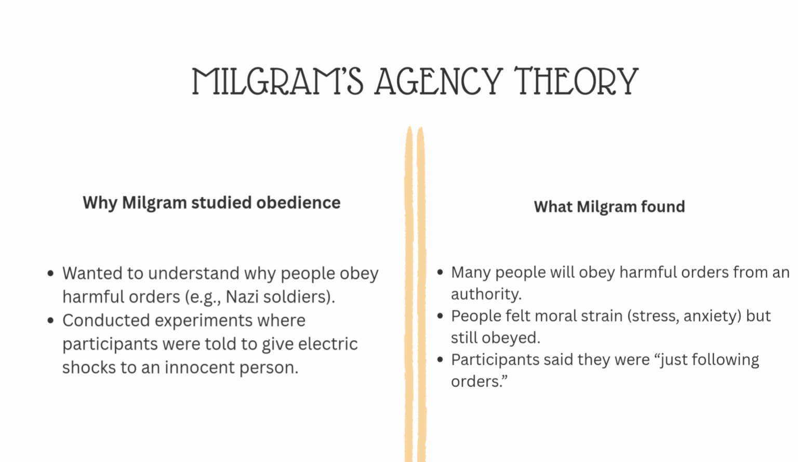What Milgram found was that many people would obey orders from an authority, and they would show signs of moral strain. Examples would be anxiety and sweating. But despite this, they still obeyed the orders. And if asked, the participants would shift the responsibility to the authority, saying they were just following the orders and didn't want to harm anyone.